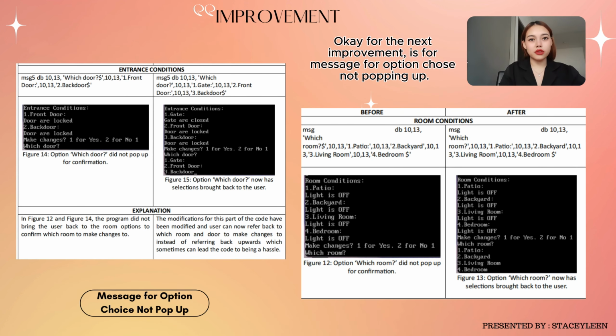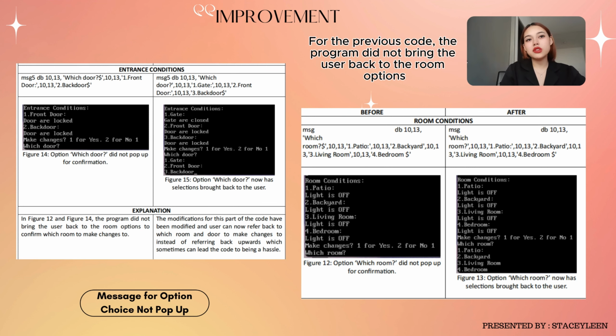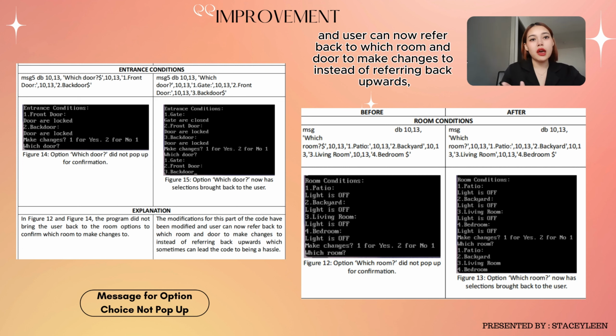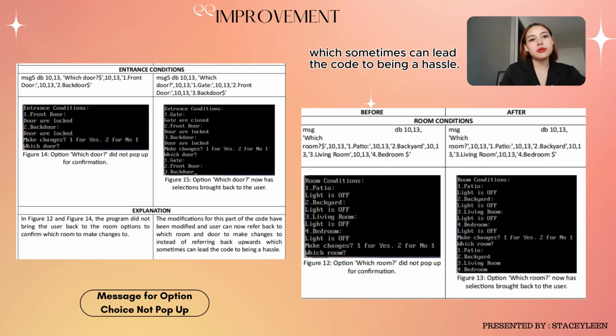Okay, for the next improvement, the message for option choice not popping up. For the previous code, the program did not bring the user back to the room option to confirm which room to make changes to. Thus, our group modified this part of the code, and the user can now refer back to which room and door to make changes to, instead of referring back upward, which sometimes can lead the code to being a hassle.